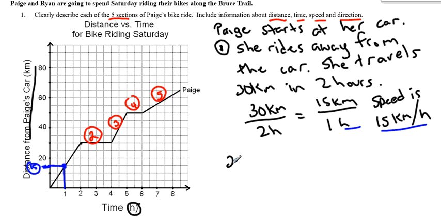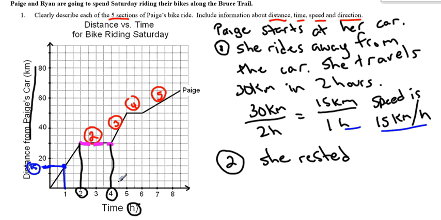So let's look at the second part of her graph, of her bike ride. So in the second part of her bike ride, we see this flat line. And that flat line means that her direction didn't change. She neither got closer to the car, nor did she get further away, which means she wasn't actually moving. So she wasn't traveling any distance. So this is when she is resting. So I'm going to say she rested. And let's see, how long did she rest? Well, she started at the 2-hour mark and she ended up at the 4-hour mark. So she rested for 2 hours.